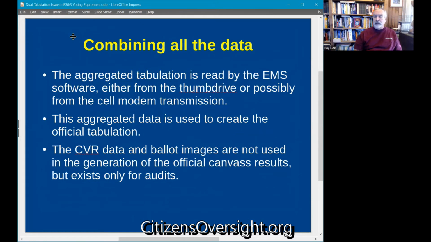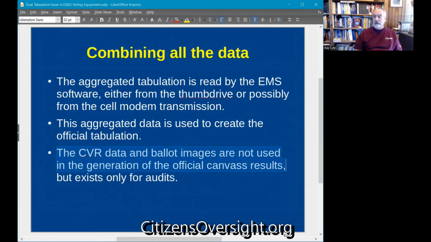Inside the EMS, they combine all the data. So the aggregated tabulation is read from the thumb drive or possibly from the cell modem transmission. And then the aggregated data is used to create the official tabulation, not the CVR. Okay? The CVR data and ballot images are not used in the generation of the official canvass results, but only exist for the audits. So they can differ, and you may not even know it.